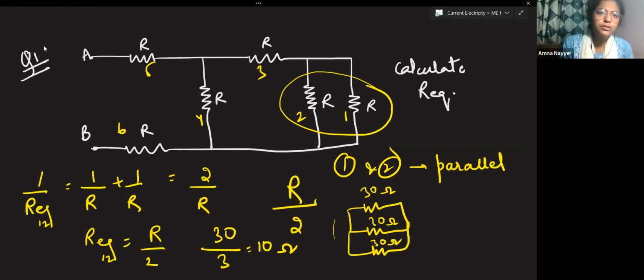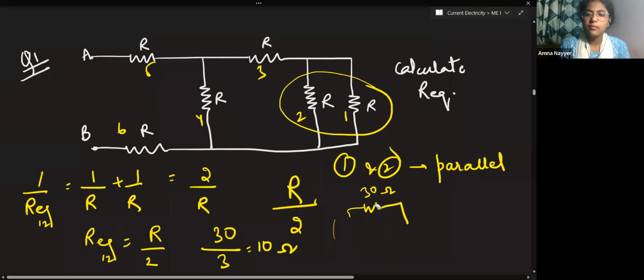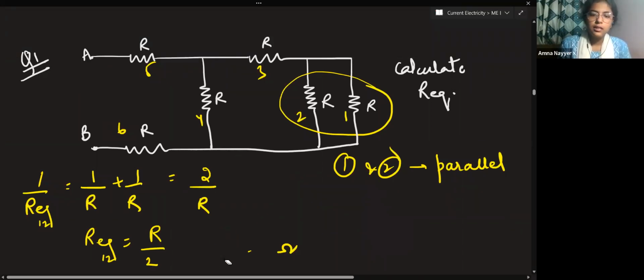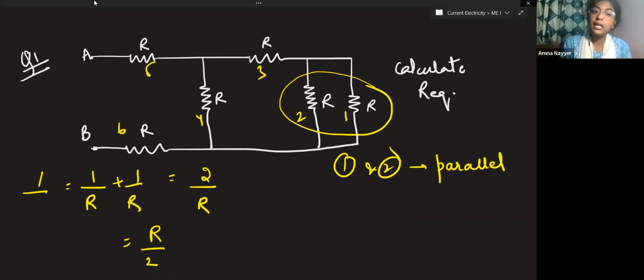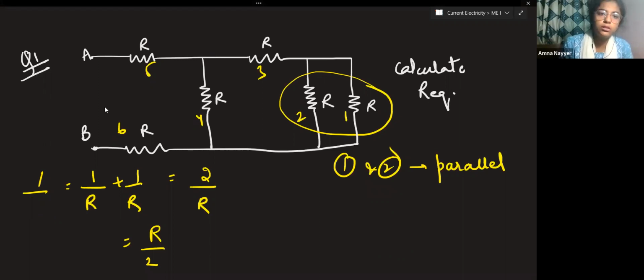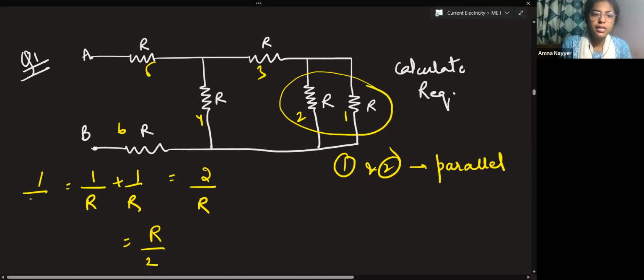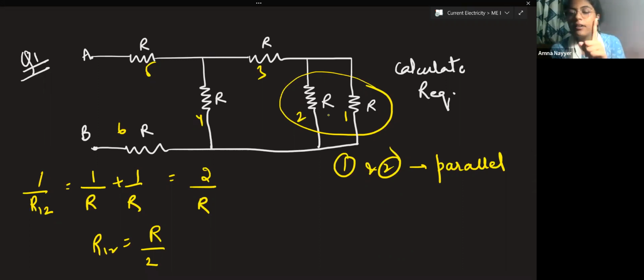So this was just an extra thing in this. I'll be writing this as R12, not as R equivalent. R equivalent is the whole resistance across the circuit, across these 2 points AB. So I'm writing R12 here. Both of these resistors have now been replaced by a single resistor, that is R by 2. No more R1, no more R2. Now we have a single resistor connected instead of them, which is R by 2.